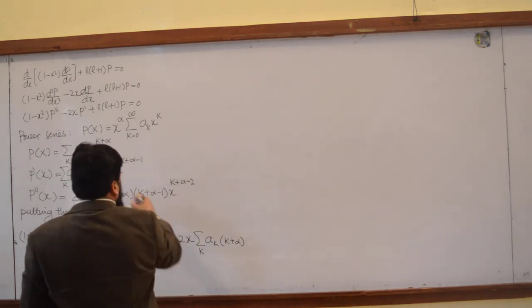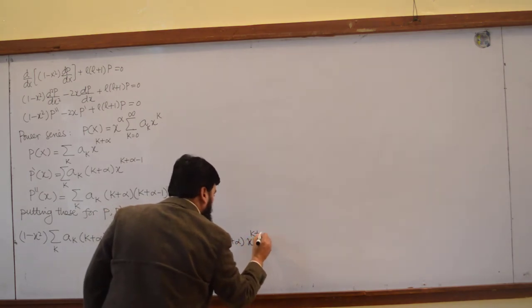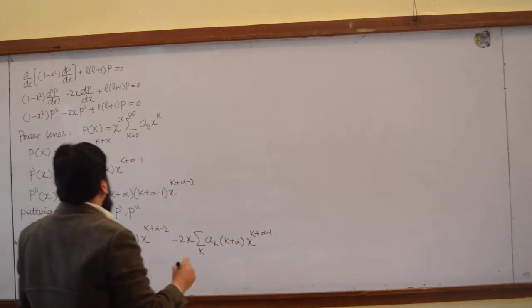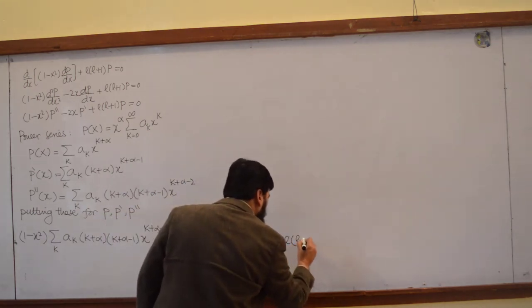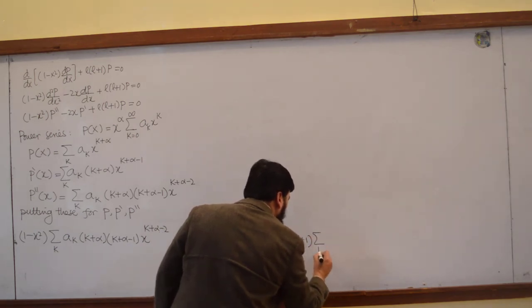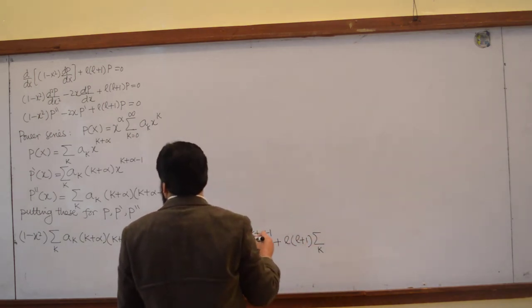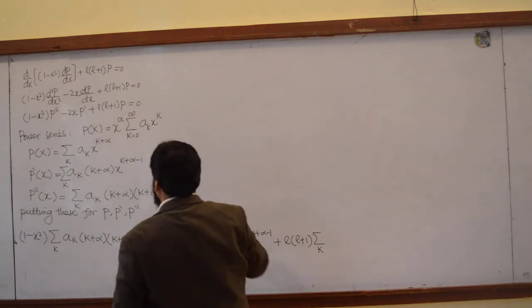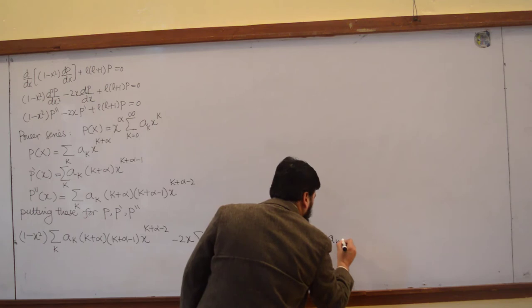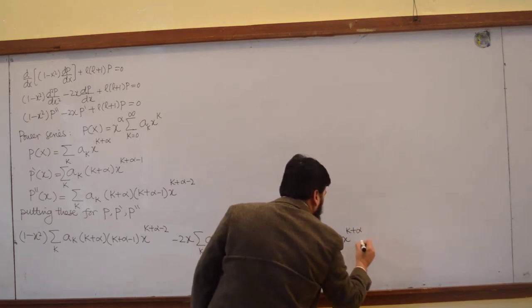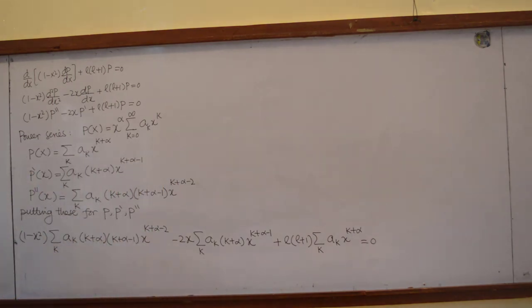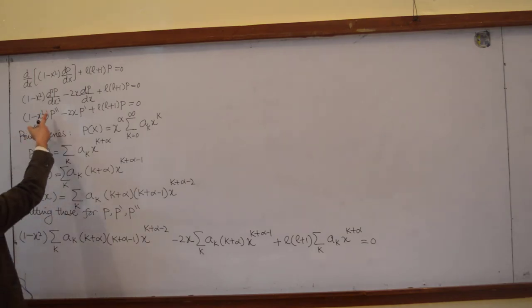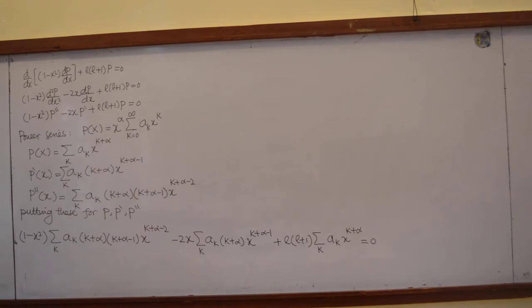k plus alpha and x to the power k plus alpha minus 1. And then plus n into n plus 1, and summation on k. And p, for p I will have to write this way. And this is ak x to the power k plus alpha, and this is equal to 0. Right? I have put these values in this equation and nothing else.